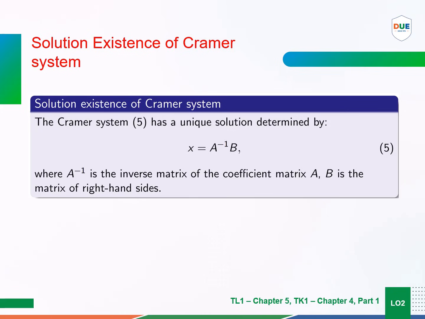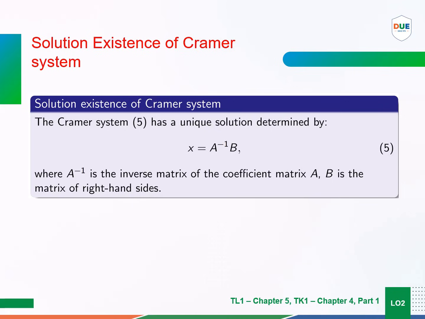For a Cramer system, the coefficient matrix A has a non-zero determinant, so A has an inverse. We start with the matrix equation Ax equals B. Now multiply both sides by the inverse. So we have A inverse times A times x on the left-hand side equals A inverse times B on the right-hand side. Because A inverse times A equals the identity matrix, the left-hand side becomes simply x. Therefore, x equals A inverse times B.